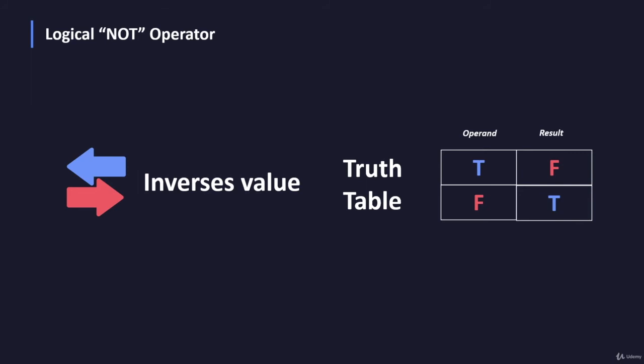And once again, if this NOT operator is applied on some expression which is true, then the final result is going to be false. And if it is applied on an expression which happens to be false, then the final result is going to be true.